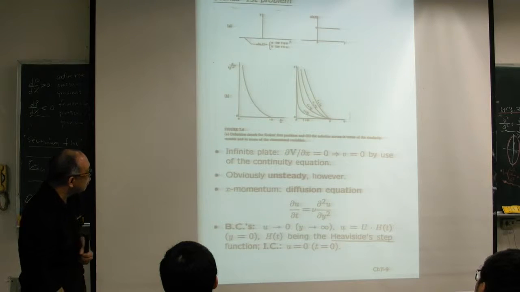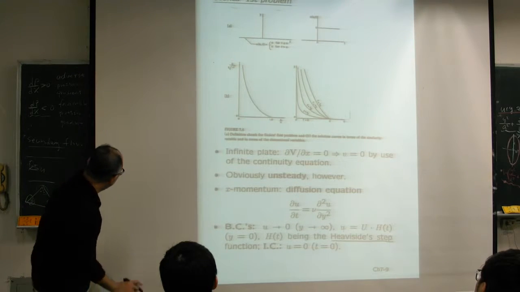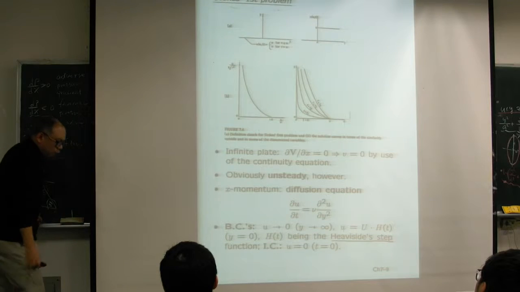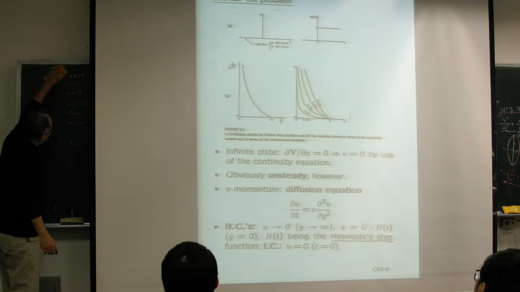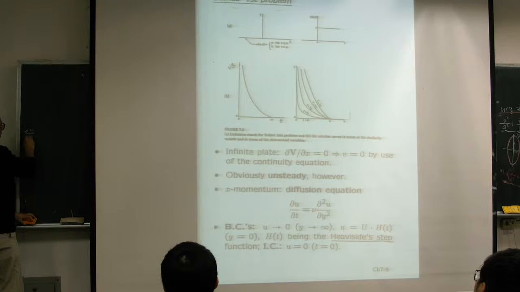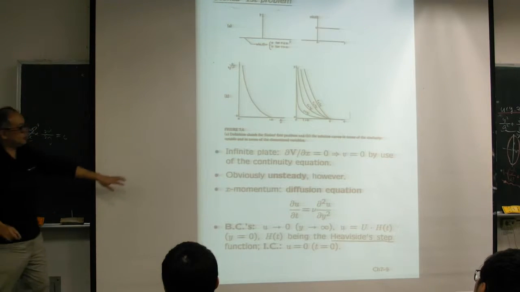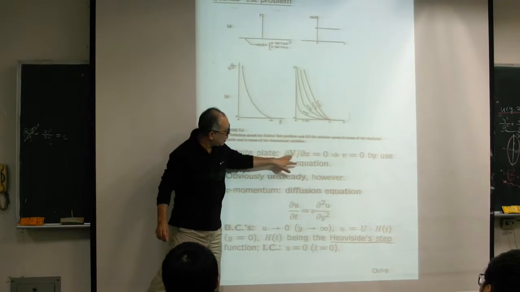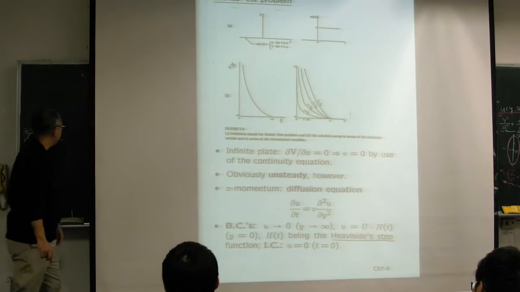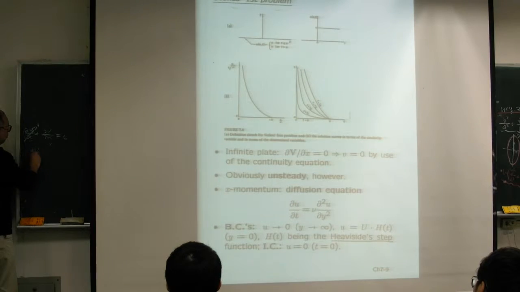According to our continuity equation for incompressible flow, partial u partial x plus partial v partial y equals 0. Since partial x is equal to 0, because it's an infinite plate and the velocity profile at any x location should be the same, we get partial v partial y equal to 0. And v is what? It's a constant.